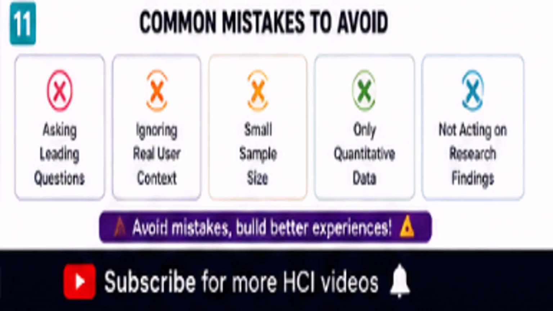Next, common mistakes to avoid. Researchers should avoid several common mistakes. Asking leading questions can bias responses and reduce data quality. Ignoring the real users may result in inaccurate assumptions. Using a small sample size can limit research validity. Relying only on quantitative data may overlook important qualitative insights. And finally, failing to act on researchers' findings reduces the value of the entire process. So avoiding these mistakes helps ensure meaningful and accurate results.